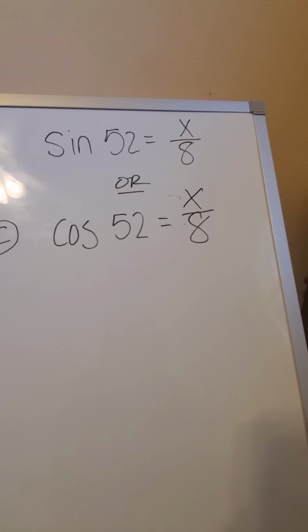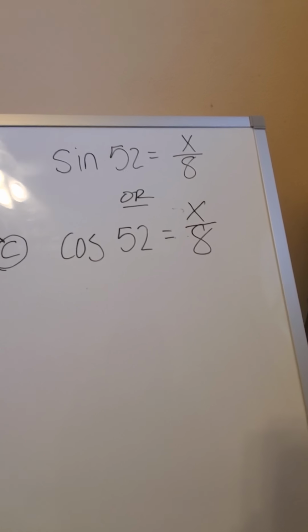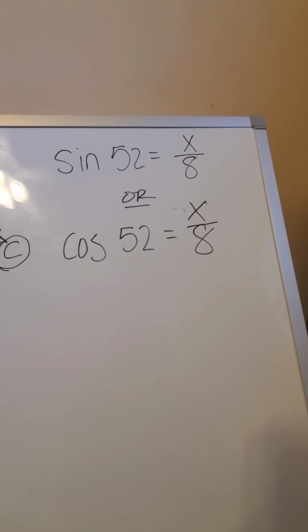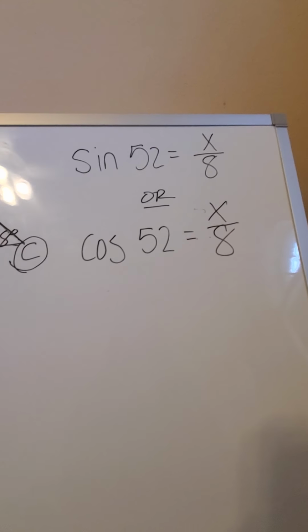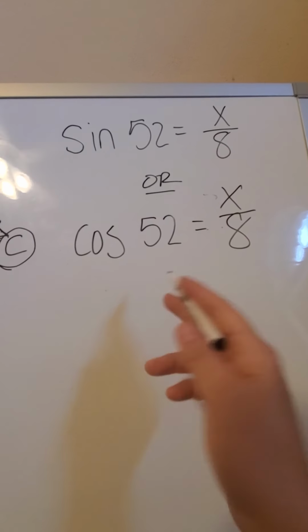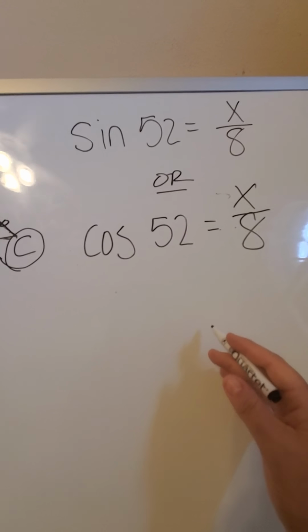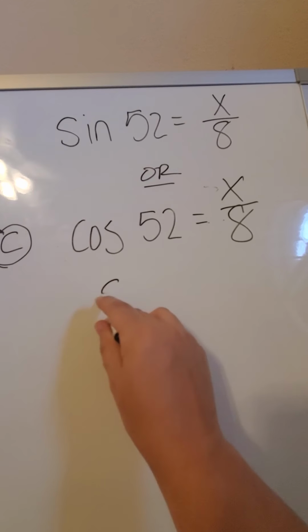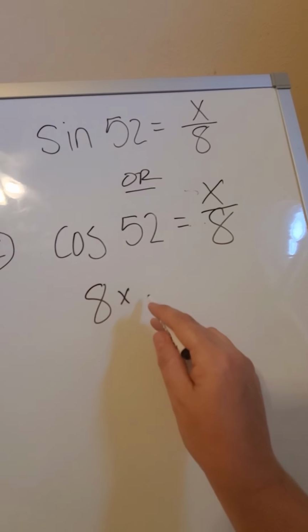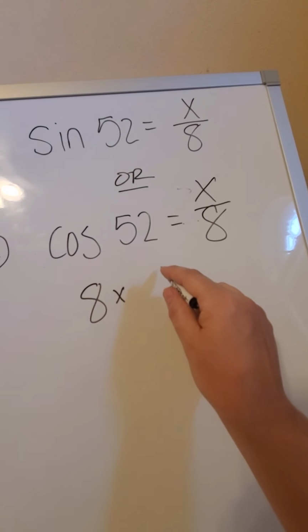All right, now, remember before we talked about if x was on bottom, we divided, and that's what we did in the last one. The other one was if x is on top, we multiply. So x is on top this time, so now I'm going to multiply, and I'm going to use cosine since it's on the bottom. So if I look at this, I'll say 8, whatever's on bottom, times cosine 52.